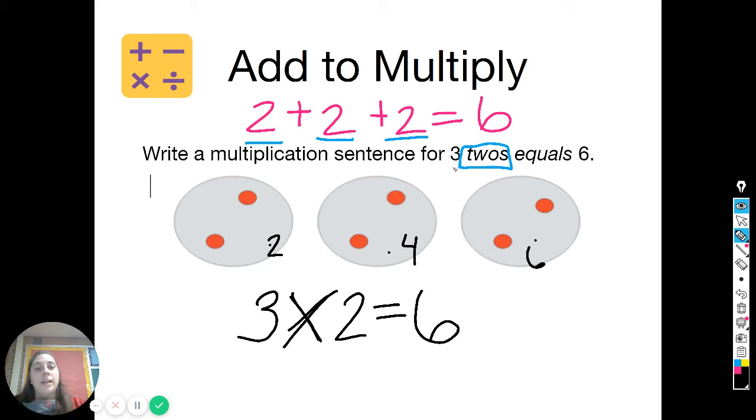And if you look at our example up here, 3 2s equals 6. Okay, 3 2s equals 6. So there's a few different ways of saying it, but really it all means the same thing. Okay, and that gets us to our 3 groups of 2.